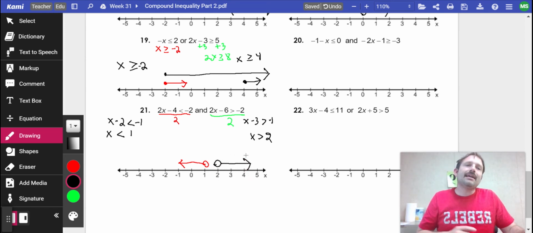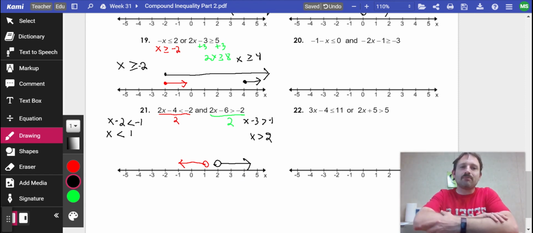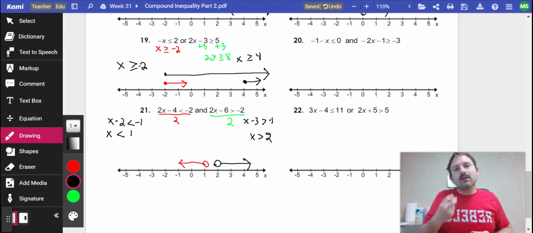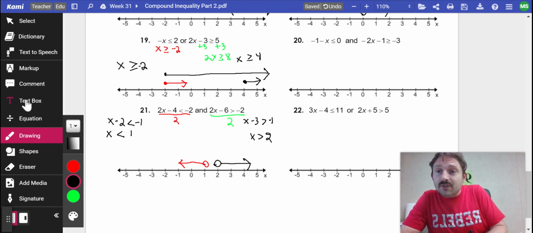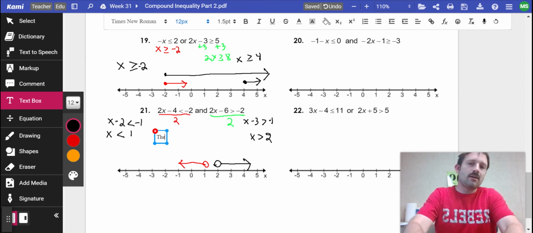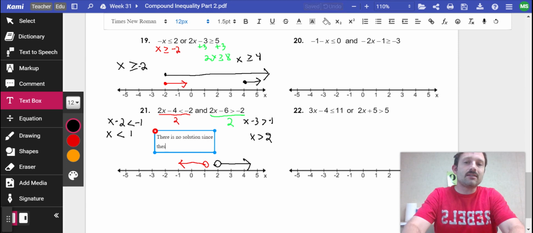Okay, guys, it's an and statement, so they have to overlap. So where do these two lines overlap? Can somebody give me an answer in 3, 2, 1? That's right. They don't overlap. So if they don't overlap, the solution set will be no solution. There is no solution since these two inequalities do not overlap.